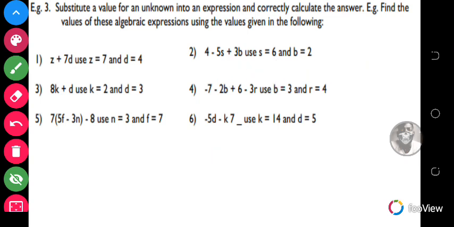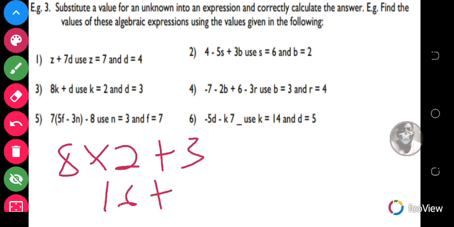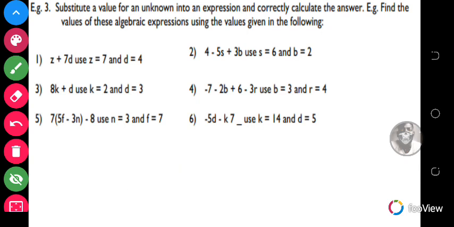The same thing you do to this one. 8k, what is k? k is 2, so 8 times 2 plus d. What is d? d is 3, so 8 times 2 is 16. 16 plus 3 is 19. So the answer is 19. The same thing, you replace b wherever you find b and r wherever you find r, and the same thing you do to this one. It's simply as that. You only replace the values of the variables and then you simplify and solve.